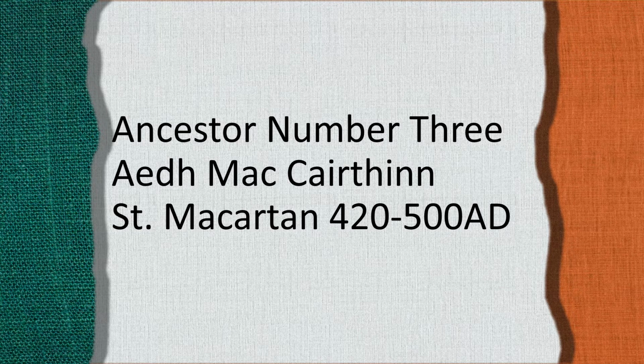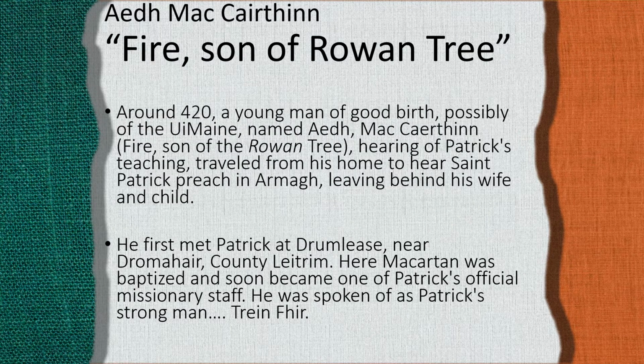Well, that leads us to ancestor number 3, whose name was Aedh Macartan, commonly known as Saint Macartan, who lived around 420 to 500 AD. Aedh Macartan was really named Fire, son of Rowan tree, if you translate it into English.